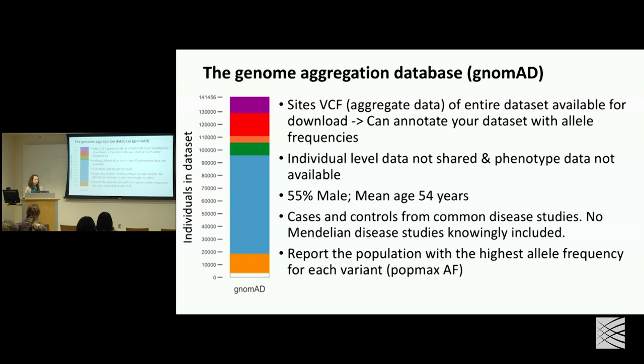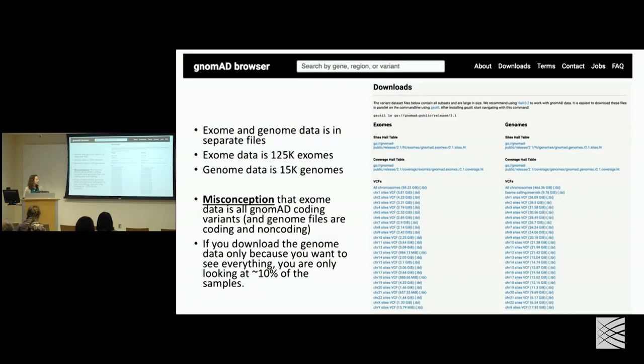We report both the allele frequency for each variant, but also something called PopMax, and that is the highest allele frequency in any of these subpopulations. But we only use continental populations, so we use Europeans, South Asians, East Asians, Africans or African Americans, and Latino as our general populations for PopMax. You can go and download all the data, as I mentioned.